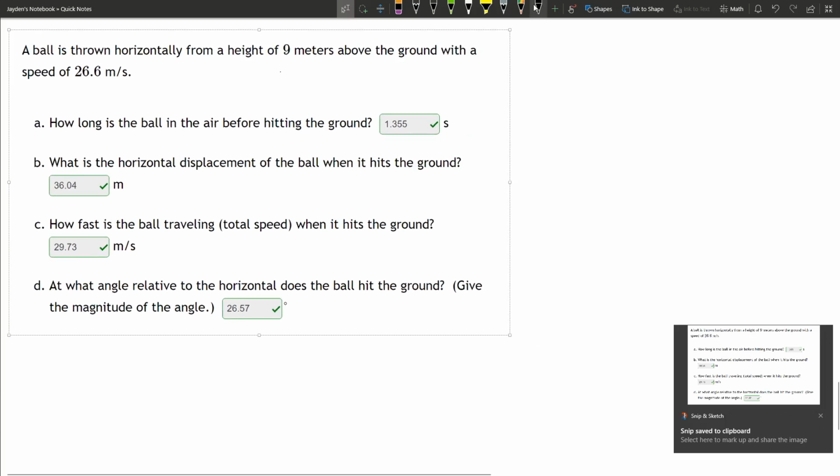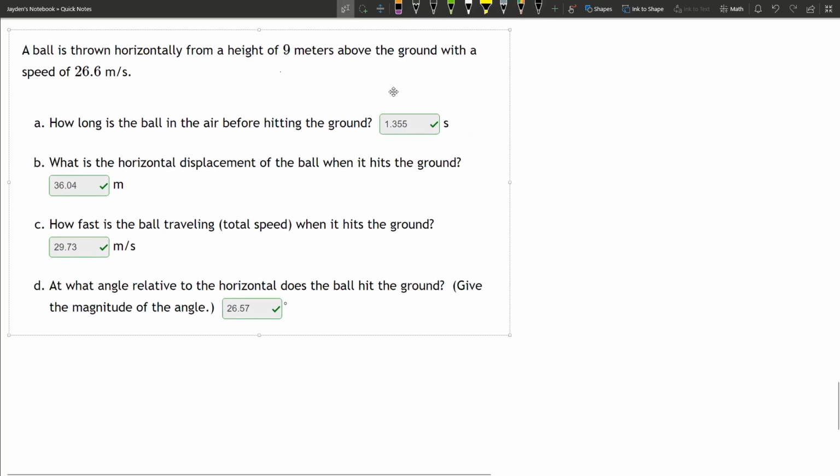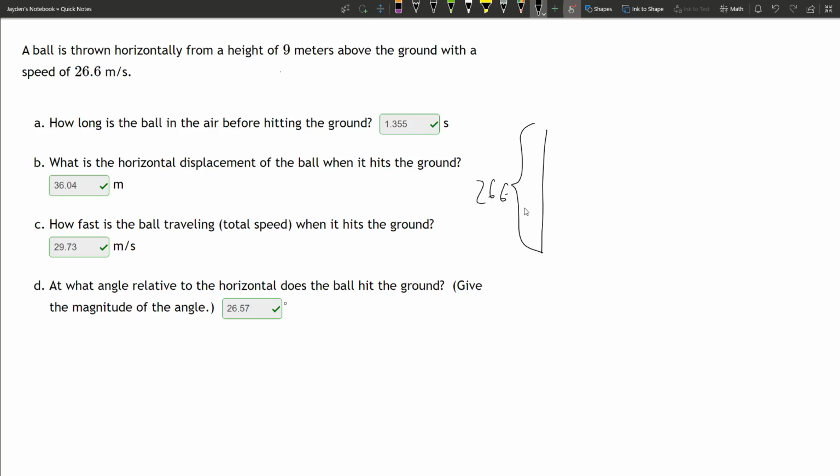So it says a ball is thrown horizontally at a height of 9 meters above the ground with a speed of 26.6 meters per second. No, wait, my bad, I read it wrong. 9 meters is for the height, and since it's thrown horizontally, it has no initial y velocity, it's just initial x.